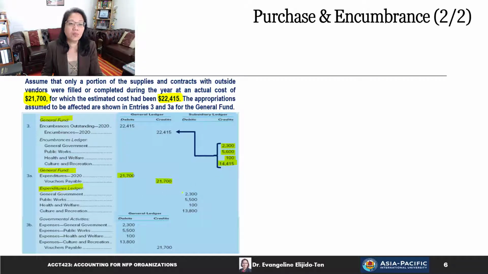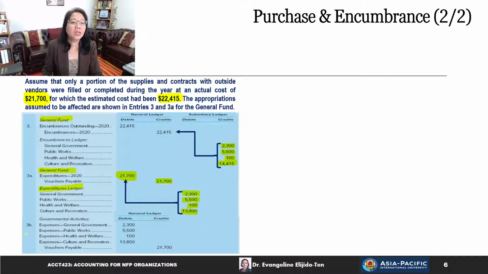Now in the expenditures ledger, we will also be recording each of these amounts. For general government is $2,300, for public works $5,500, because this is at actual. Health and welfare $100, and for culture and recreation $13,800 instead of $14,415. So these figures are all actual cost, and this should have a total of $21,700, the actual cost incurred as liability to our suppliers.